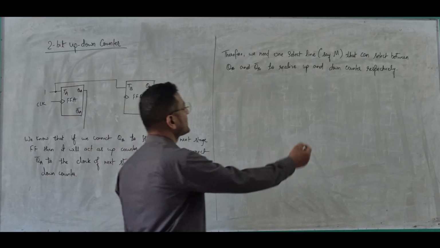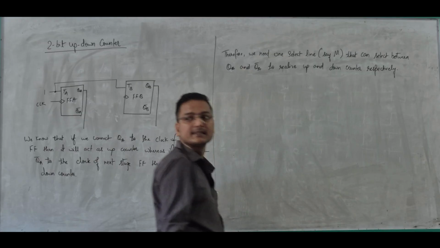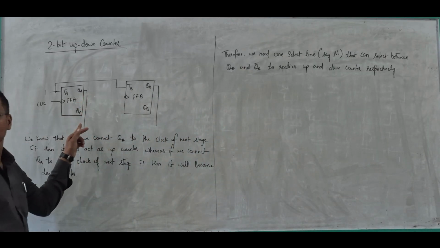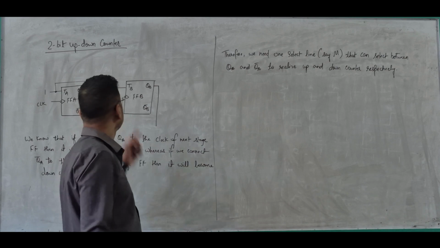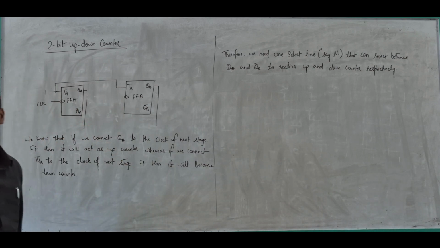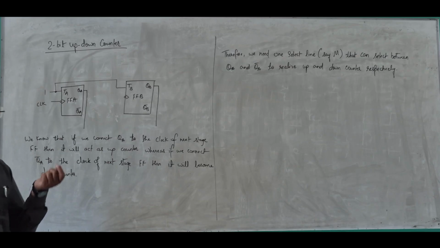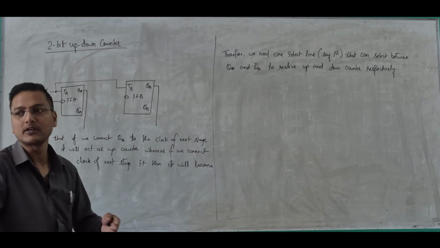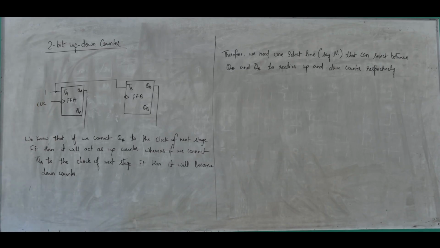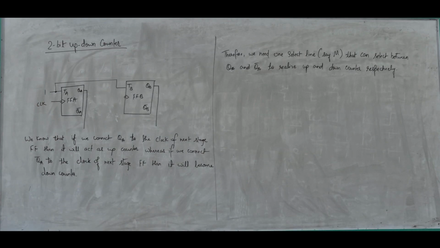We need one select line, say M, that can select between QA and QA complement. From that selection line, you can choose between QA and QA complement. So now using a single selection line you can convert this counter into an up counter or into a down counter. So basically you need one conversion circuit.